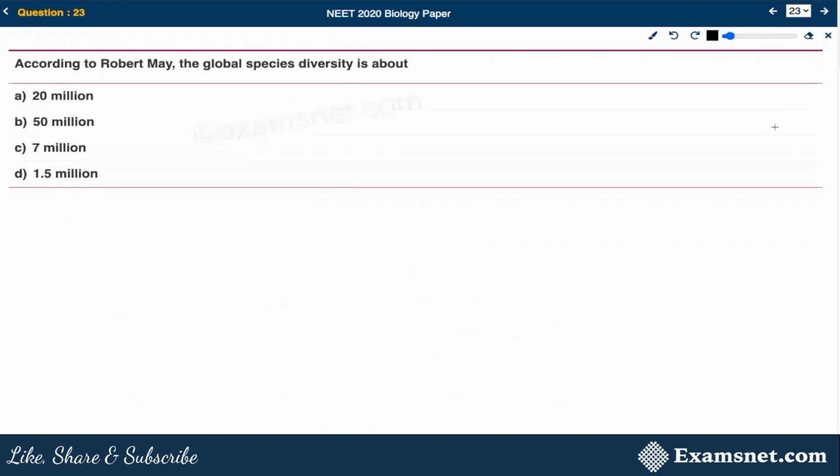The next question says that according to Robert May, the global species diversity is about. Robert May was the scientist who estimated the global species diversity. This is a very factual kind of question, and you just need to remember that fact. Robert May estimated the global species diversity to be about 7 million out of all the options.